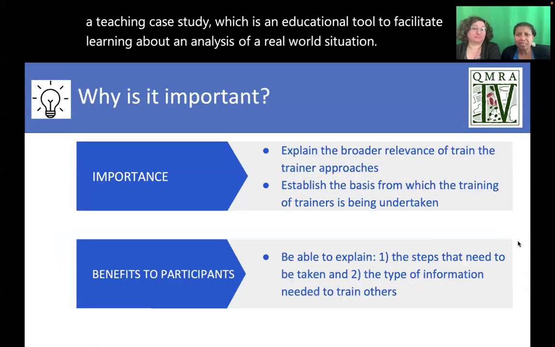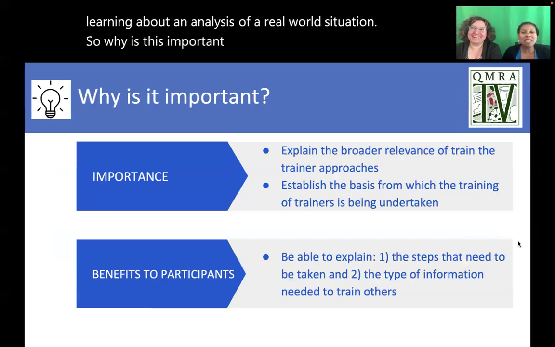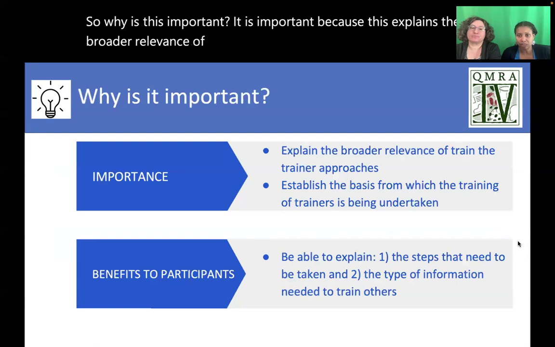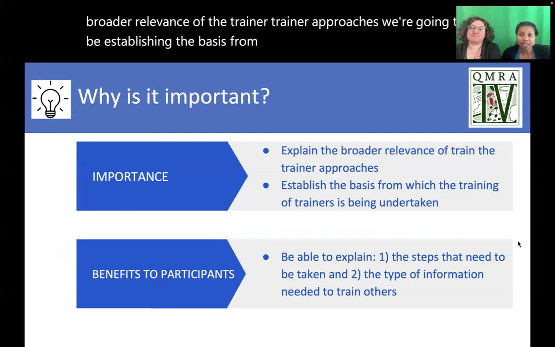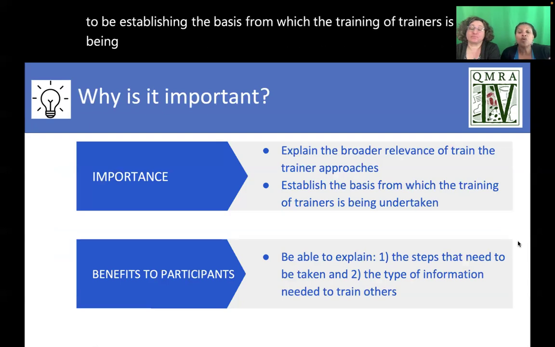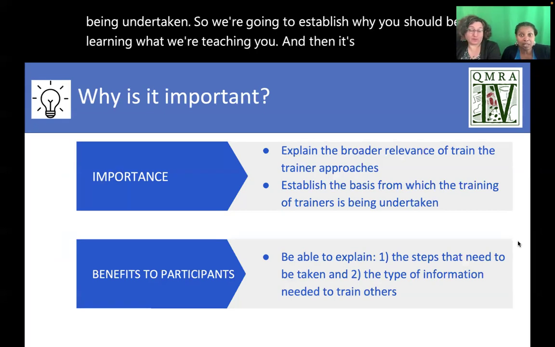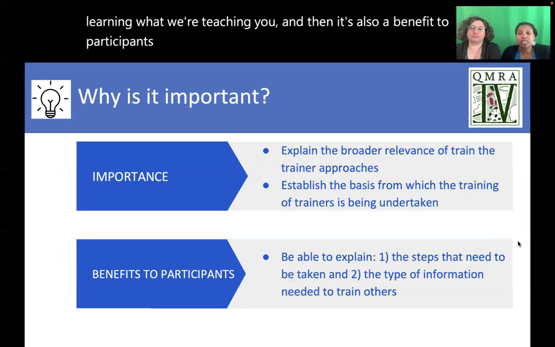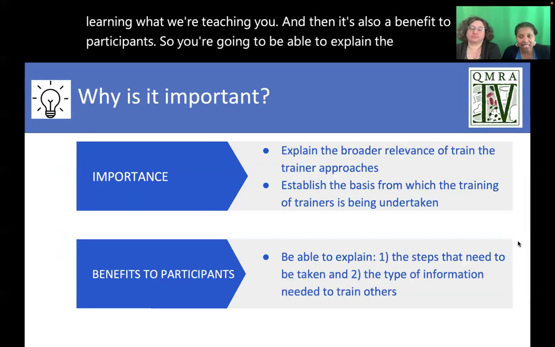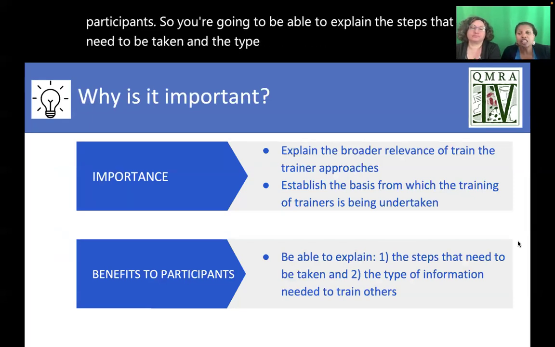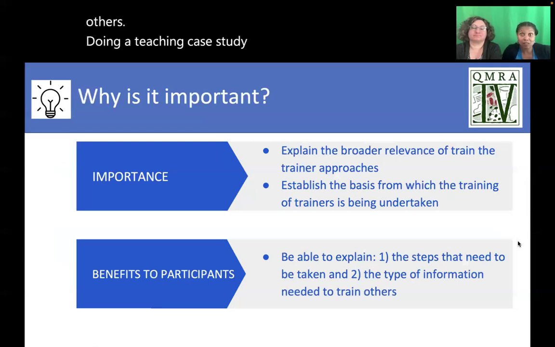So why is this important? It is important because this explains the broader relevance of the train-the-trainer approaches. We're going to be establishing the basis from which the training of trainers is being undertaken. So we're going to establish why you should be learning what we're teaching you. And then it's also a benefit to participants. So you're going to be able to explain the steps that need to be taken and the type of information needed to train others during a teaching case study for QMRA.